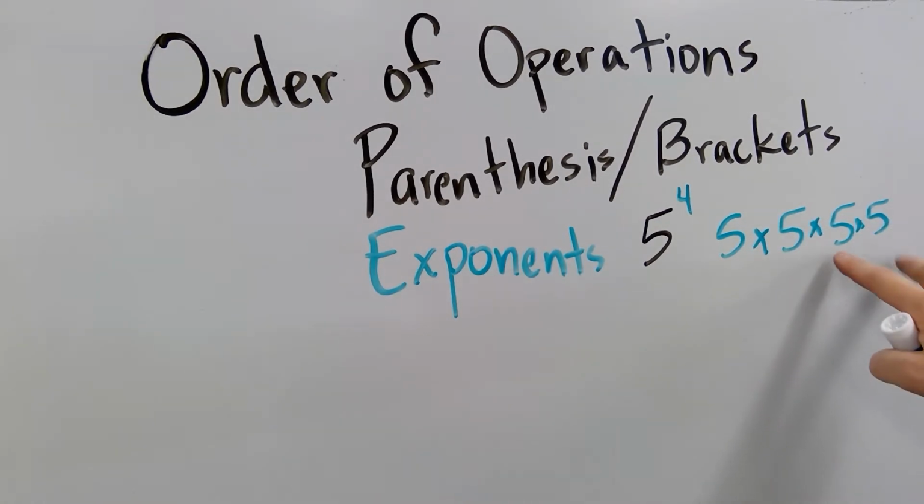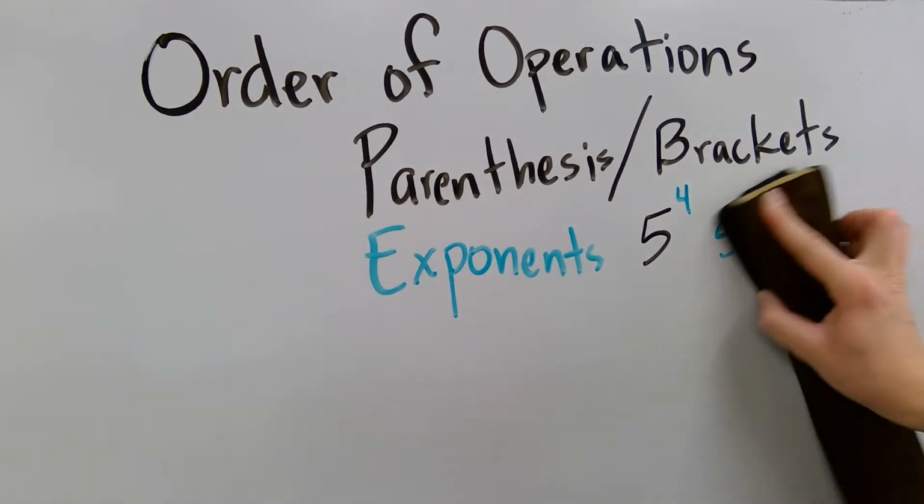5 times 5 is 25. And then we would have to multiply 25 times 25. But that's what exponents are.